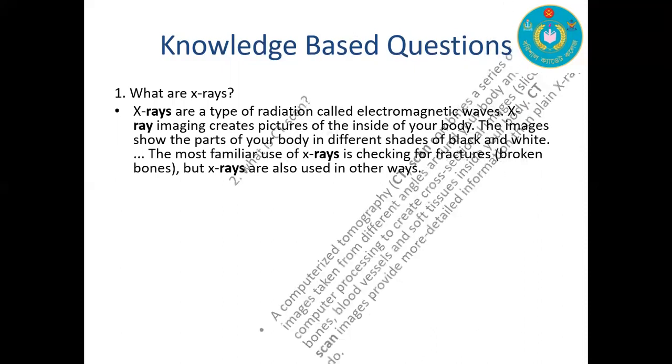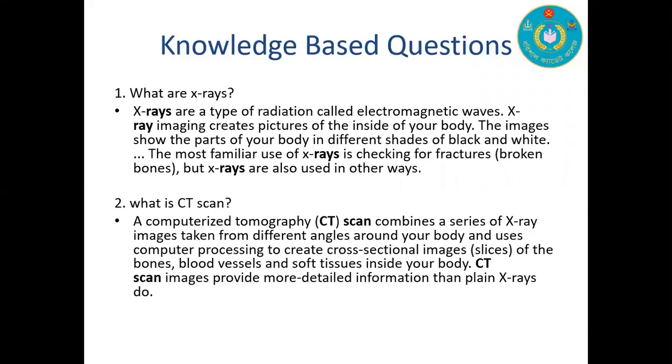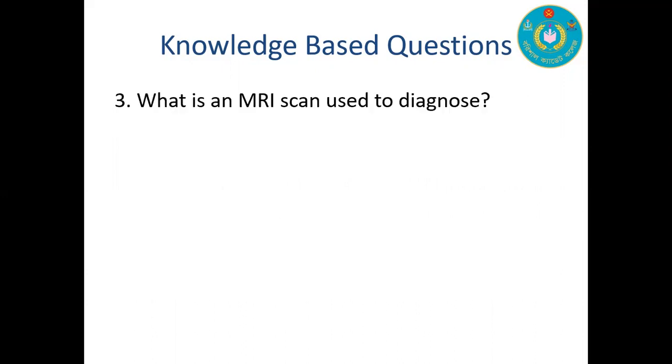other ways. Next question is, what is a CT scan? A computerized tomography scan combines a series of X-ray images taken from different angles around your body and uses computer processing to create cross-sectional images of the bone, blood vessels, and soft tissues inside your body. CT scan images provide more detailed information than plain X-rays do.